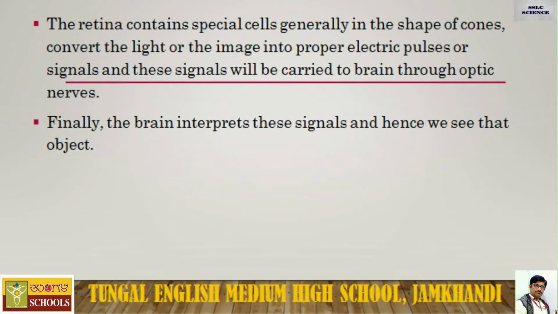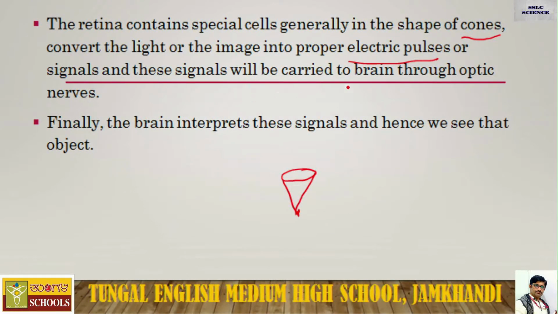retina. The retina actually contains special cells, generally shaped like cones. These cone-shaped special cells convert the light, or say the image, into proper electric pulses. So the retina has a special conical structure like this. It has special cells in the form of cones, which convert light or image into proper electric pulses or signals.